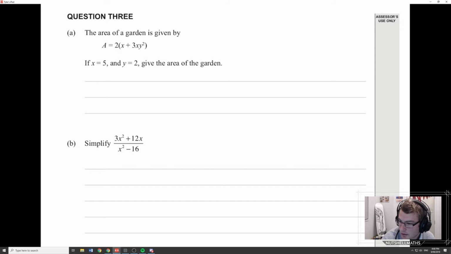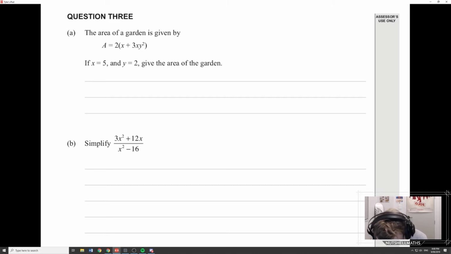Right. Not too bad. Let's do it. Okay. The area of a garden is given by blah, blah, blah. If x is 5 and y is 2, give the area of the garden. Right. This is testing my ability to substitute. So we're going to substitute.